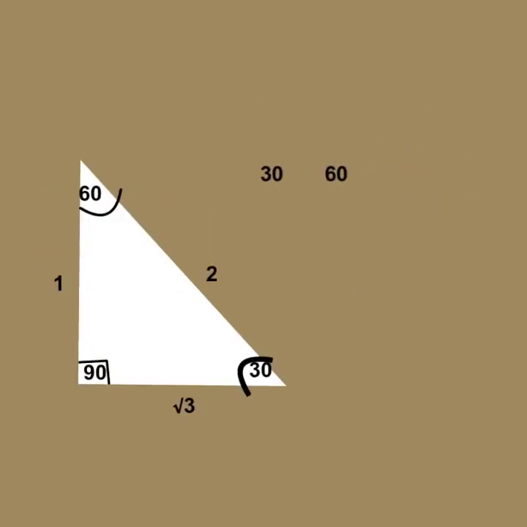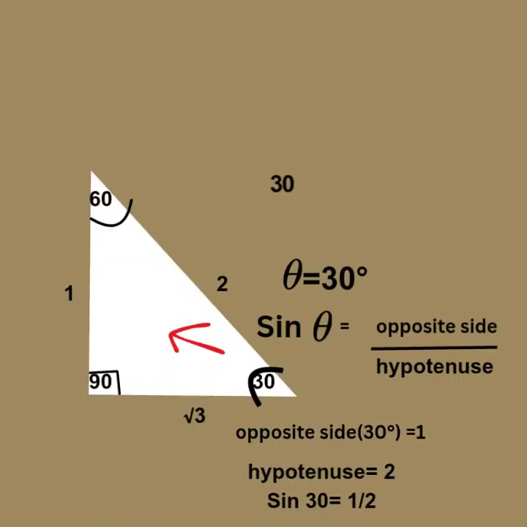We have already studied in 9th class that if the angles of a right triangle are 30, 60 and 90 degrees, then the sides ratio is 1:√3:2. If I want to find the value of sin 30, what do I have to do? Here we know that sin theta is equal to opposite side by hypotenuse and theta is equal to 30 degrees. Opposite side of 30 degrees is equal to 1 and hypotenuse is equal to 2. So sin 30 is equal to opposite side 1 by hypotenuse 2, 1 by 2. The value of sin 30 is 1 by 2.